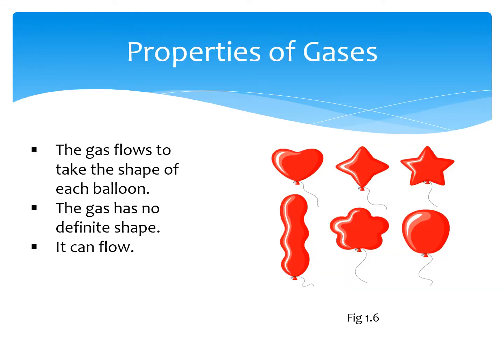Now we will come to the explanation of our third state of matter, that is gases. Properties of gases. For this you have to refer to figure 1.6. Look at the shapes of different balloons. There are so many different shapes of balloons. The gas flows to take the shape of each balloon. The gas has no definite shape. It is related to the shape of the balloons. It can flow.